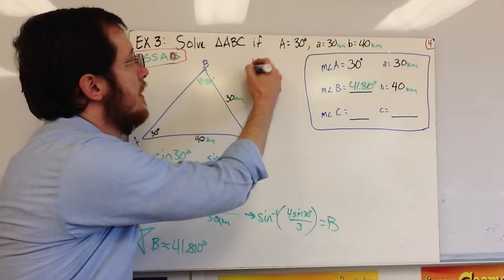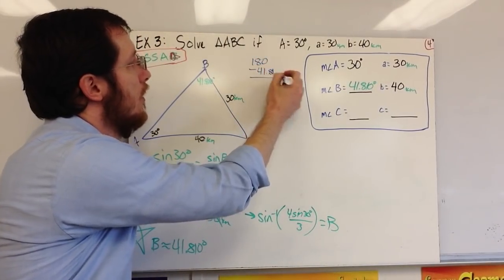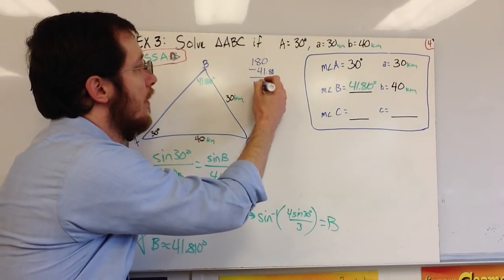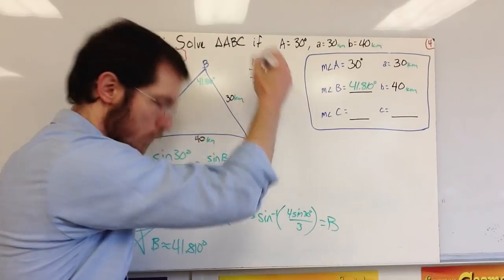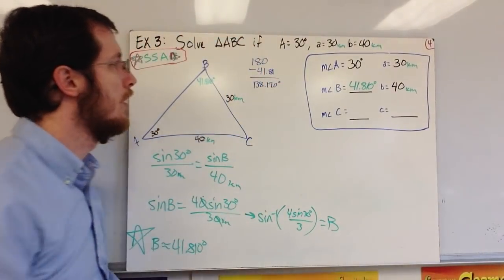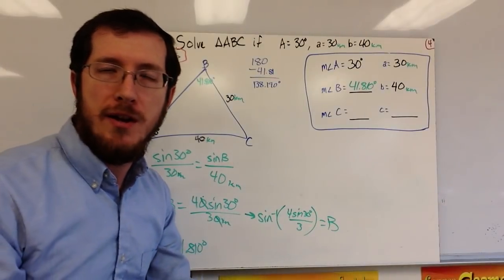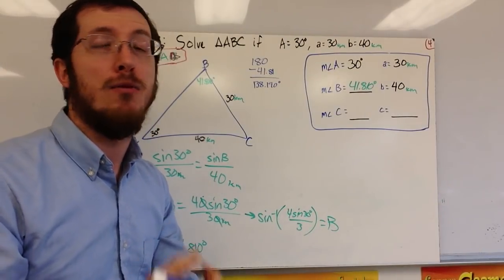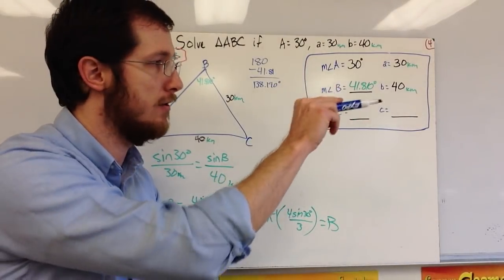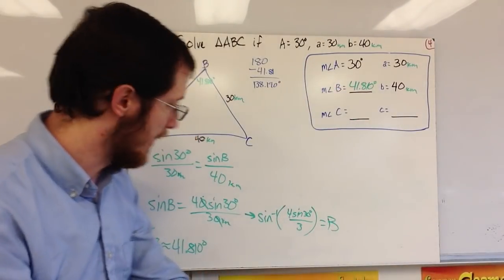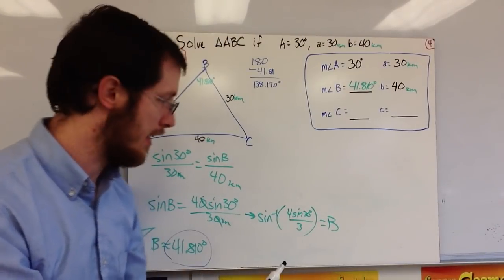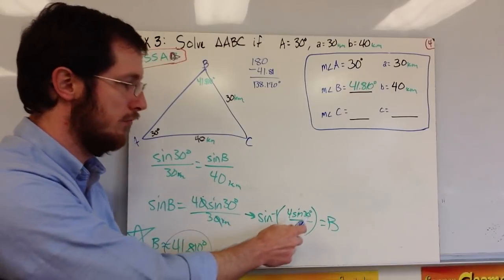So 180 take away 41.81 gives us 138.190. Because when we do inverse sine, the range for inverse sine is restricted to just 0 to pi over 2 and 0 to negative pi over 2, then it's only going to give us this answer out, but that's not the only angle that has that sine.